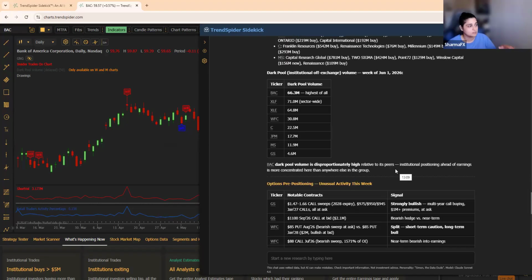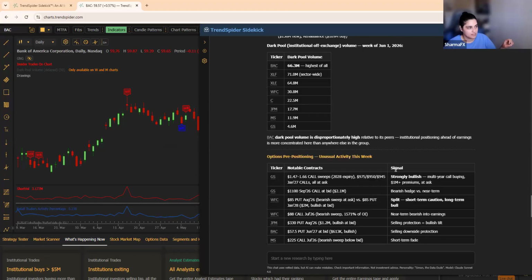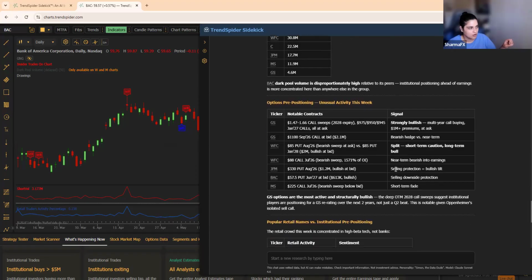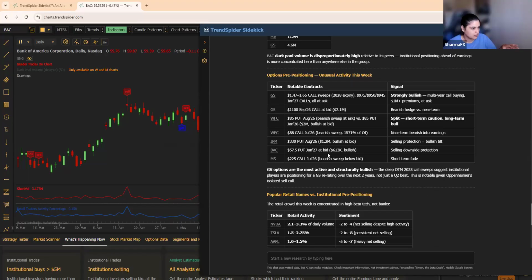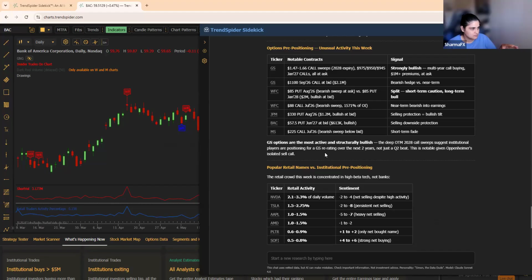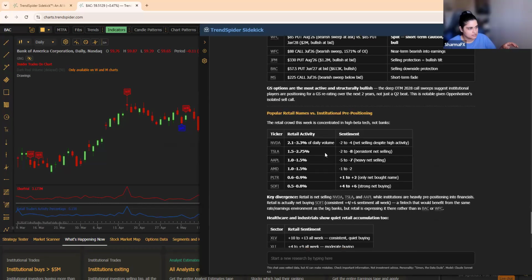So I have one very specific stock that I want to be looking into as well. Any options pre-positioning, that's also happening here with Goldman Sachs. We're seeing strongly bullish, bearish hedge versus near term for Goldman Sachs also here. And then Wells Fargo, it's kind of split. So these are the very specific contracts. So it seems like the most active one right now is going to be Goldman Sachs options, the most active and structurally bullish. Let's continue down.